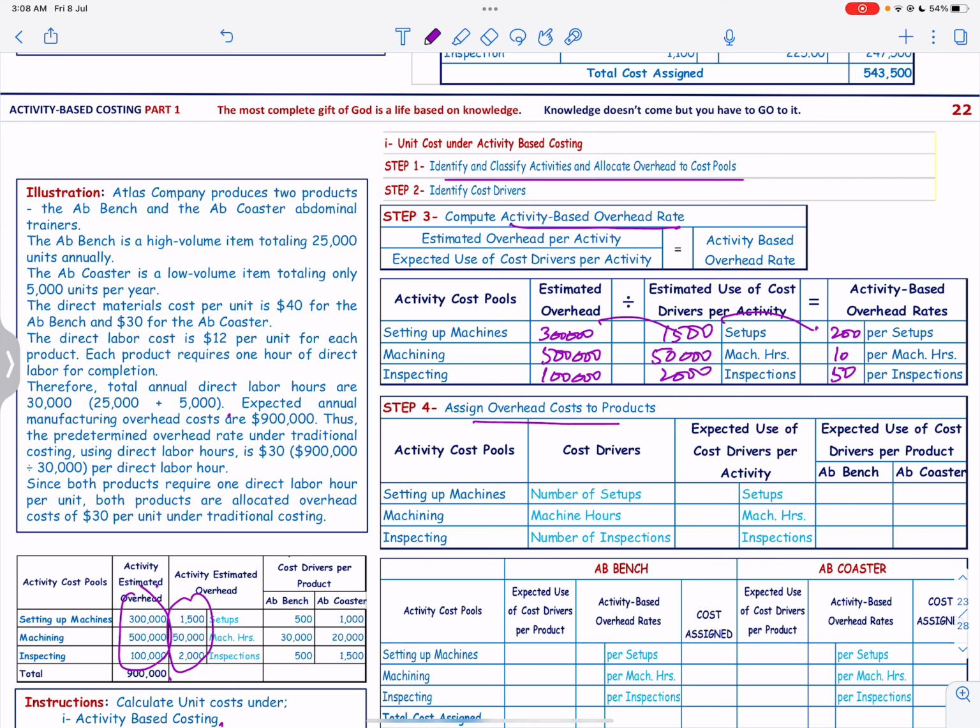Next, we assign the overhead cost to the products. We have the setting up, machining and inspecting activity cost pools, the number of setups, and the total number of setups is 1,500, 50,000 and 2,000, and they have to be allocated between the two products, 500 and 1,000, 30,000 and 20,000. Then we have 300 and 1,500, and that is what we get from here.